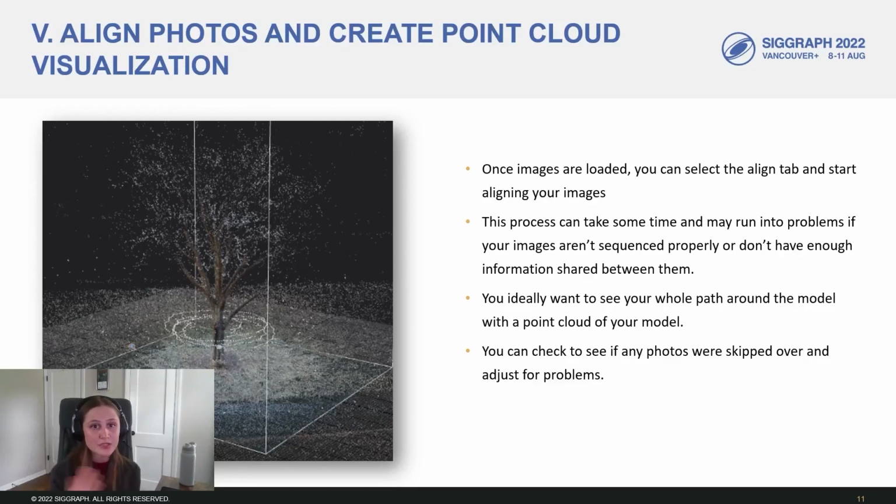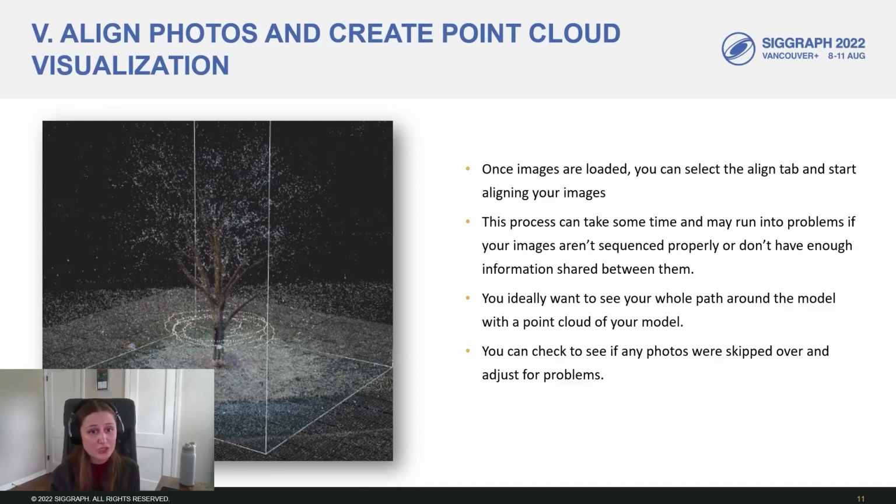So once your images are loaded, you can select the Align tab and start aligning your pictures. This process takes a bit of time because it's going to take all your pictures and visualize where they are in a 3D space and create this point cloud visualization of what your model may look like. So you can see in this picture here the rings around it, the larger ring that's more spread out and then the closer rings as they get in, at different angles.